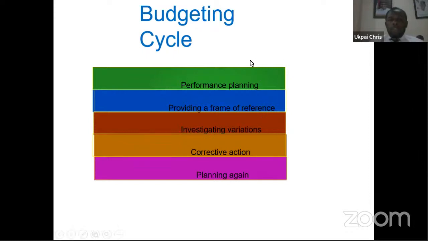We talk about the budgeting cycle. What is budget? It's an authorized expenditure with anticipated revenue and expenditure. Are we together? That's budgeting. We're talking about budgeting cycle. We have performance planning, providing a frame of reference, investigating variances. If there's any variance, discrepancies in your budget, maybe in the previous year and the current year, you try to know the discrepancies and take action. The next one is to take action, and if there are some places you need to improve, you improve on it.